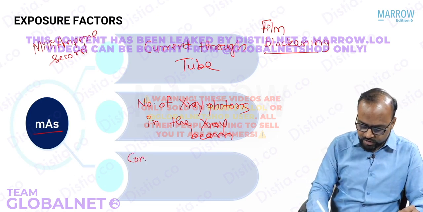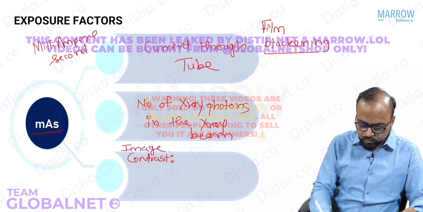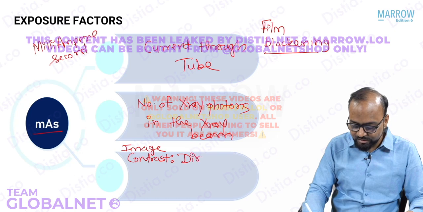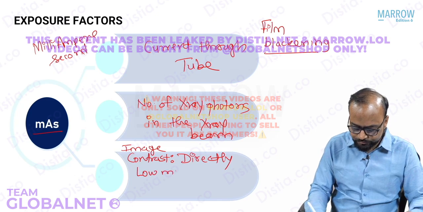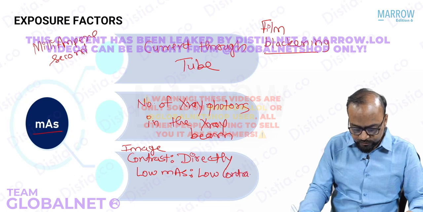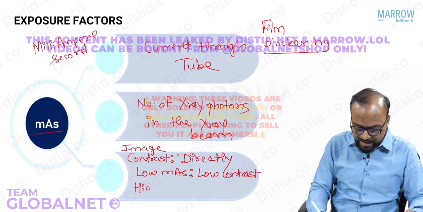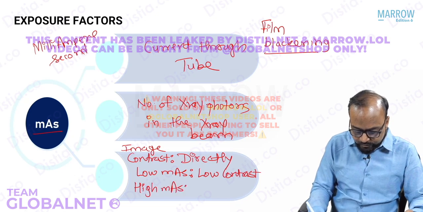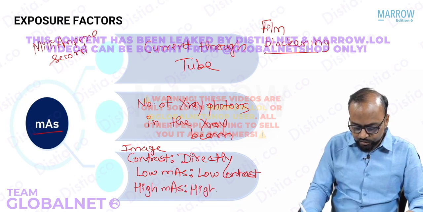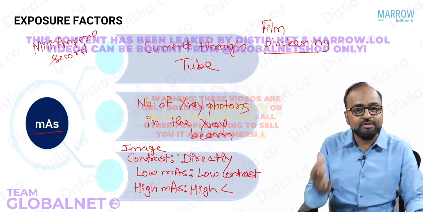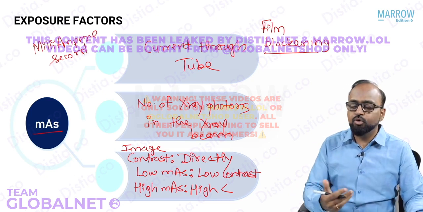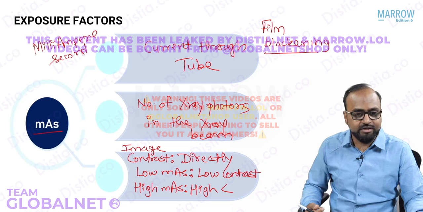So how does it affect contrast? MAS mainly affects the image contrast, and it affects the image contrast directly, remember. So a low MAS will give rise to a low contrast film, whereas a high MAS will give rise to a high contrast film because it is directly proportional. This is what we need to know about the implications of the exposure factors KVP and MAS. We'll discuss more about it when we go to the X-ray tube discussion and its functioning.